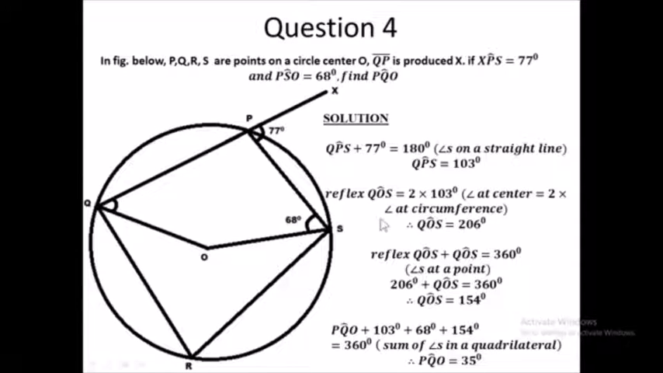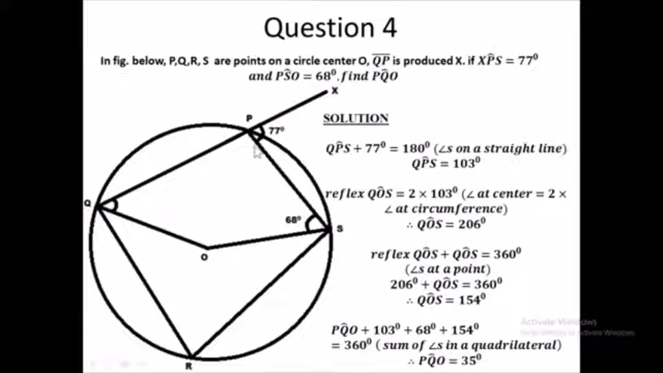The next question, in question number 4, you have to find angle PQO. Given this angle here and this one, you have to find this, and that is possible. There's a relation between this angle here and this angle here. You can find angle QPS.